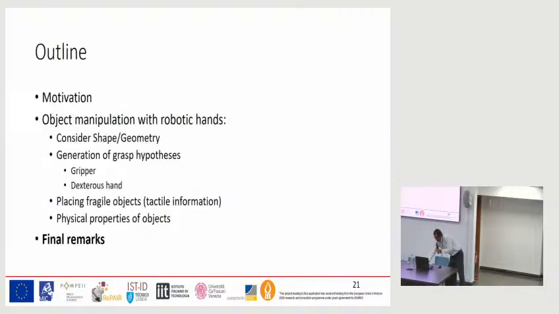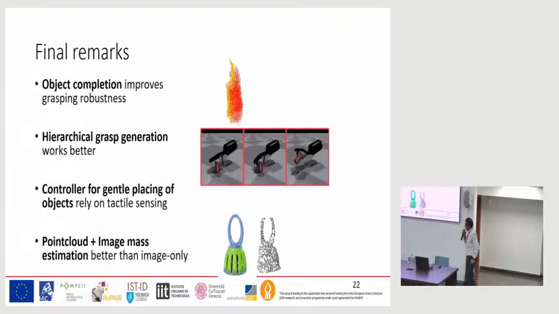Okay, so some final remarks. Just to remind you what I just presented, the first message was that object completion improves grasping robustness. So by completing the objects, we are able to grasp them better. The second message is that hierarchical grasp representation works better than doing it jointly with all the variables. Then the third is that I showed you a controller that is able to place objects gently. And the final one is that point cloud plus image works better for mass estimation. So those are all the messages that I wanted to convey in this presentation.